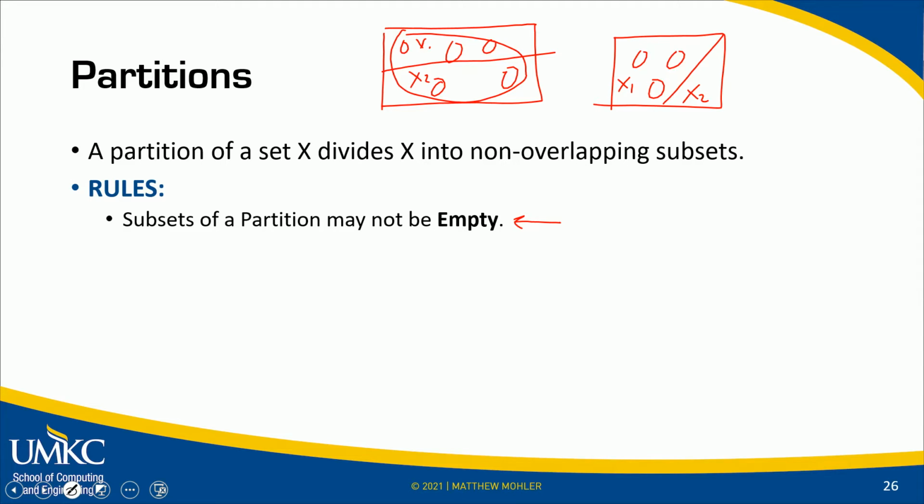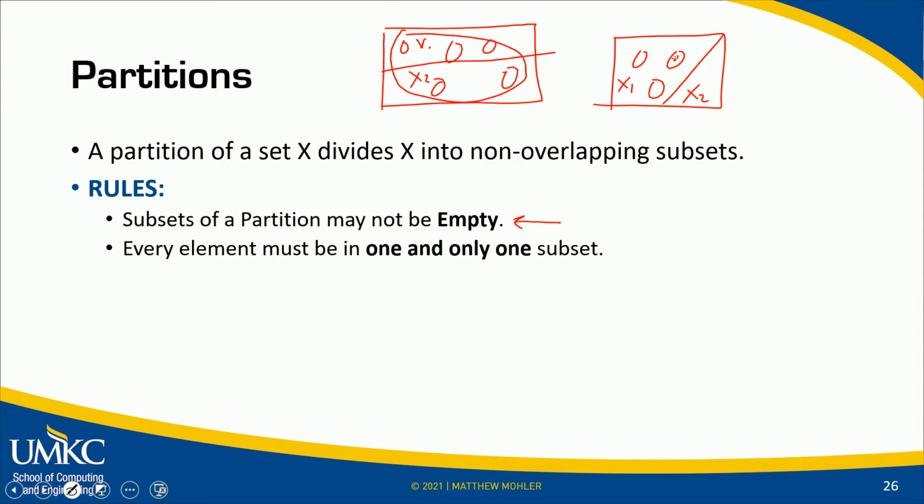Now, the second rule is really hard to see graphically, but ultimately it says that every element must be in one and only one subset. So if I take this element right here, for instance, that cannot be in both X sub 1 and X sub 2. I have to pick one of those subsets, and that's the only one it can be in.